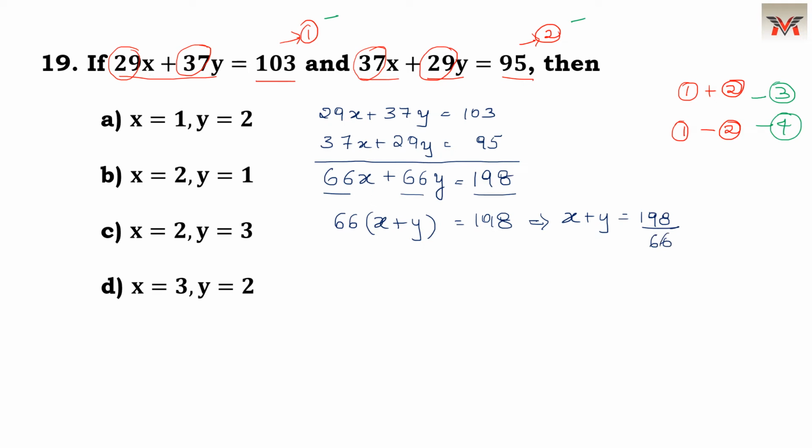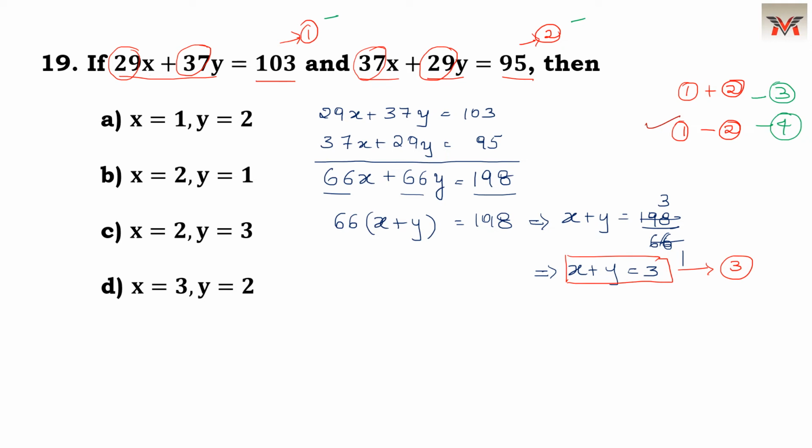If you observe, when we multiply 66 by 3, I will get 198. That is, 66 ones are 66, 66 threes are 198. This implies my equation is simplified to x plus y is equal to 3. So I will keep this as equation 3, as I told you earlier. Okay, so we'll check with the next one. What did I say next? Equation 1 minus 2.